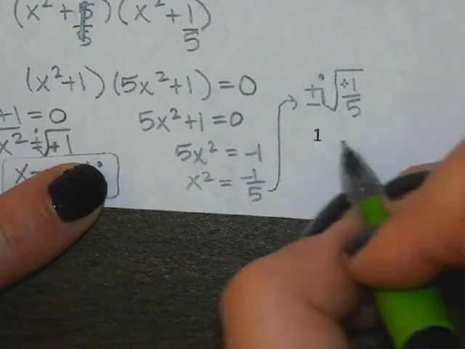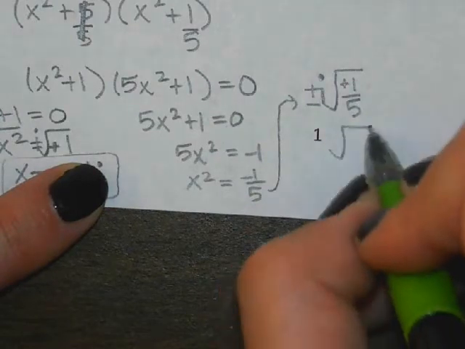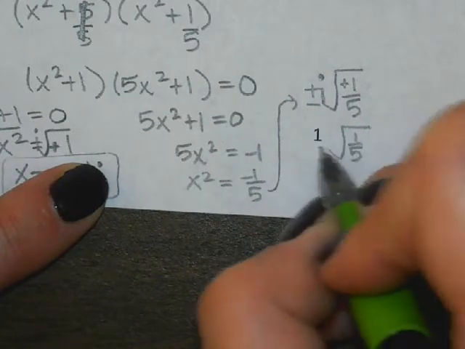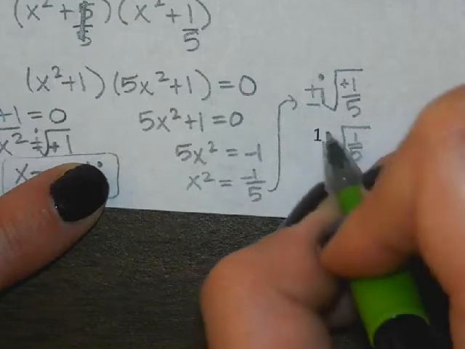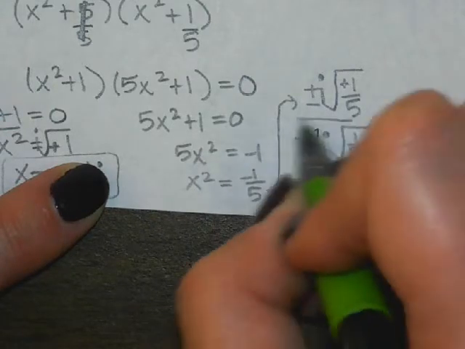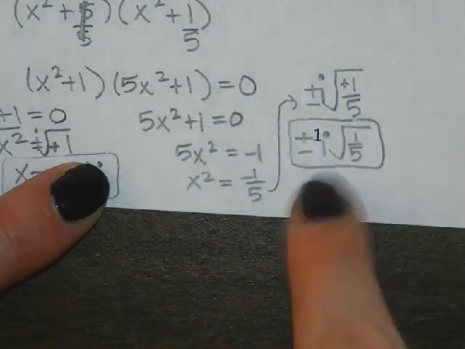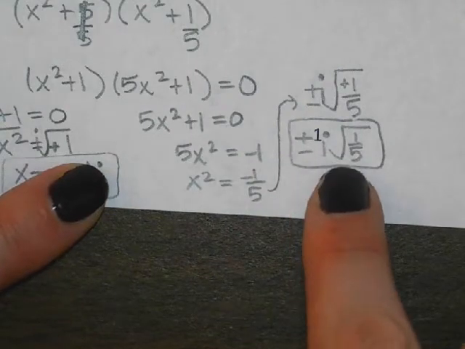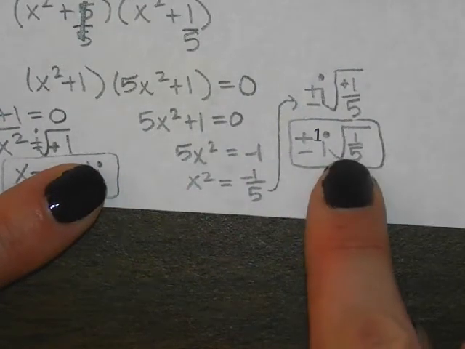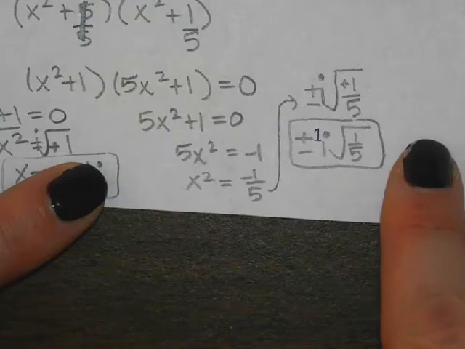And I'll say that normally I'd have you fix these answers, but for the purpose of this assignment, I don't want to overwhelm you. So I'll go ahead and leave it just like this. So plus or minus i, square root of 1/5. Or you could say square root of 1/5 and put the i after it. That's fine.